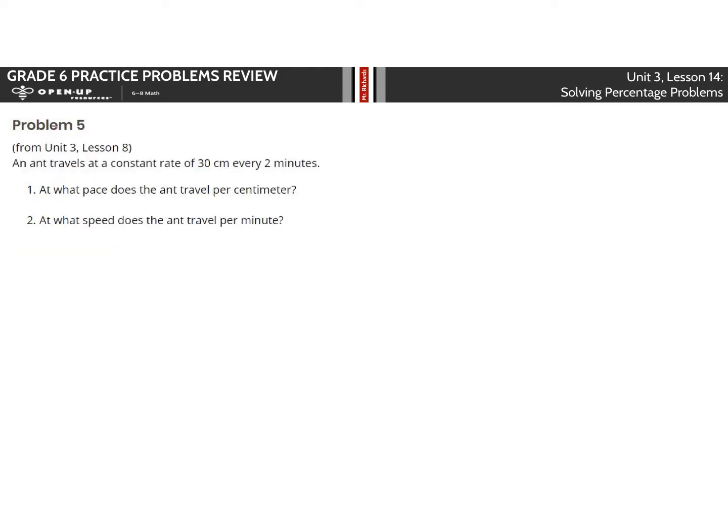And now we have a review question from lesson 8 in this unit. An ant travels at a constant rate of 30 centimeters every 2 minutes. At what pace does the ant travel per centimeter? I love this question. So let's set up a table here, centimeters per minute. We're at 30 centimeters every 2 minutes. And what does our question ask? At what pace does the ant travel per centimeter?